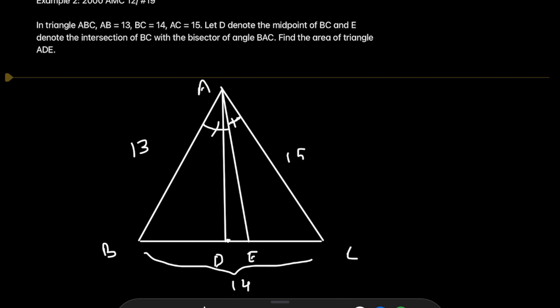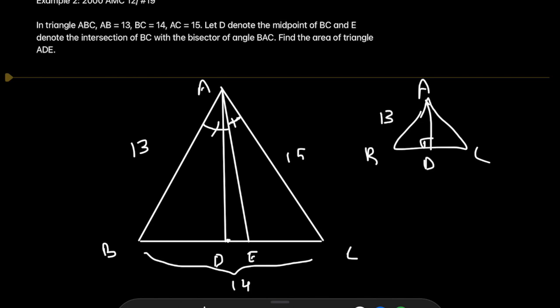The way we're going to do this is we're going to simply find the altitude from A to BC, because that altitude is the same as the altitude from A to DE, right? And once we find that, all we need to do is find DE in order to use 1/2 base times height and calculate the area of triangle ADE. So how would we find the altitude from A to BC? Well, let me draw it to the right to reduce the clutter over here.